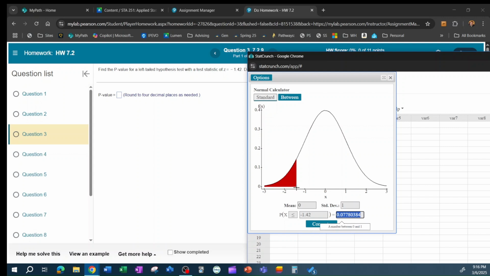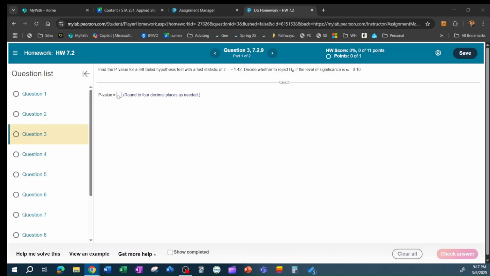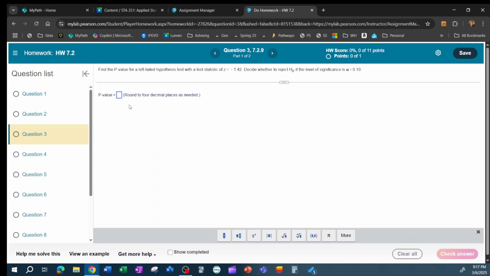So this is where the test statistic is, and this is the area that's created by that test statistic. Now, these are standardized, but the areas are the same. All right, so we're going to put that in there. What does it say? Round to 4.